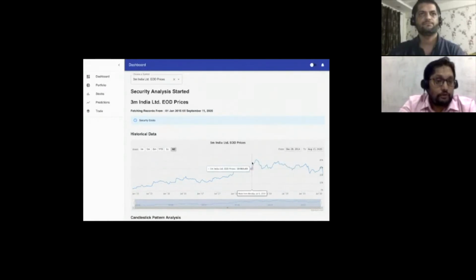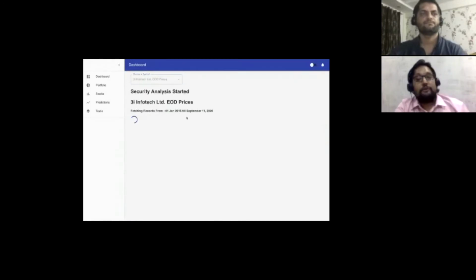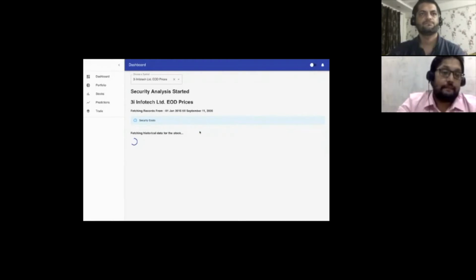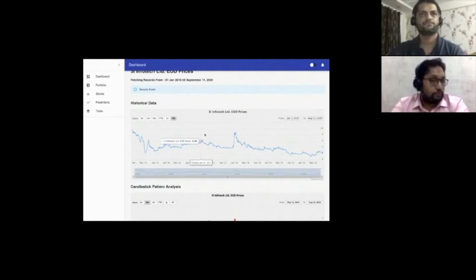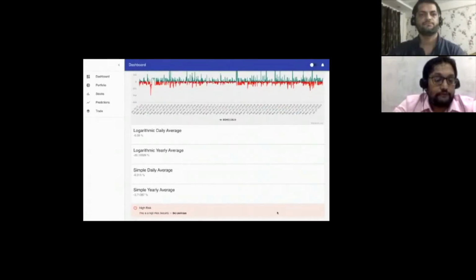Now let's have a look at a security which is very risky to trade. When the user is entering these securities right now, the system needs to process all this data, and this data will keep updating daily. As soon as the price trend changes for a particular security, the system will keep updating the data. If you look at the price trend for this security, the price has decreased drastically over a period of time. Definitely the risk is really high to do trades in this kind of security. If you see, the system has analyzed it as a very high risk security.